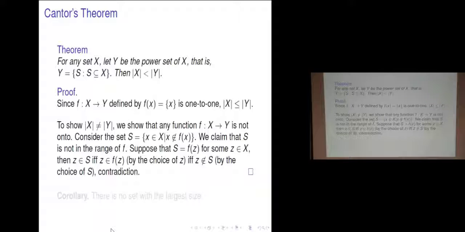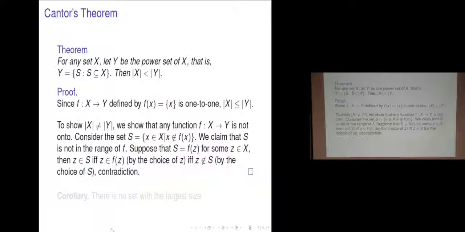Okay, so this is the example I'm going to show you. We claim that this S you are going to miss is not in the range of F. Why? Suppose it's in the range of F. So suppose this S is F of Z for some Z. This is the meaning of in the range. Now, if you have this Z, I'm going to ask this Z, are you in S?